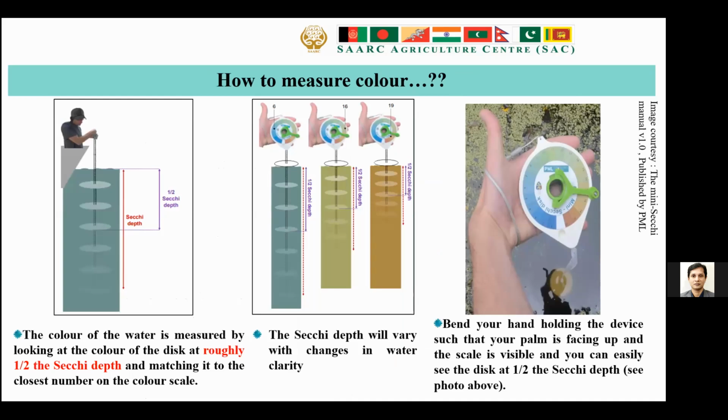You can see how it is done, how the water color is measured, how Secchi depth is measured, and how it varies with different types of water: when it is less turbid, when it is moderately turbid, and when it is heavily turbid, how the disappearance happens.